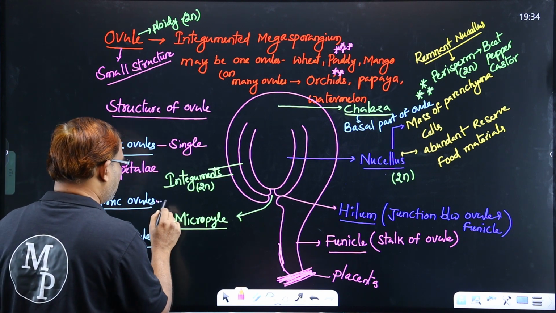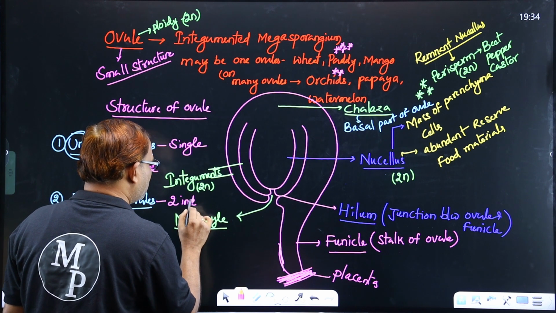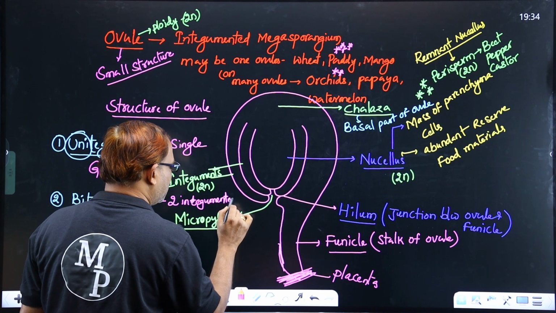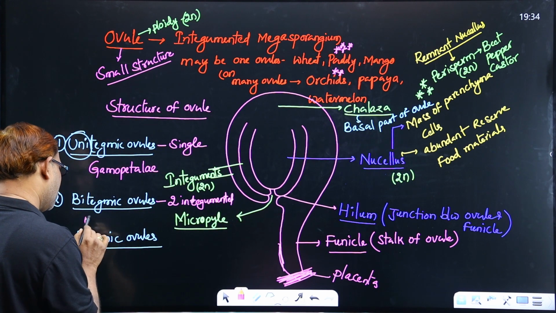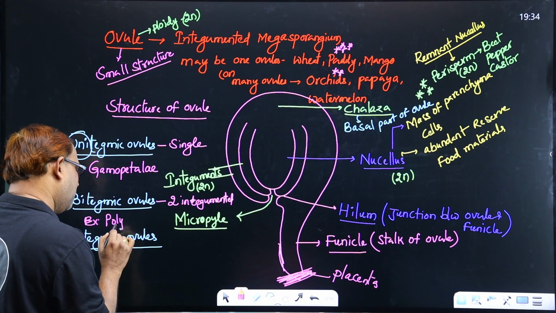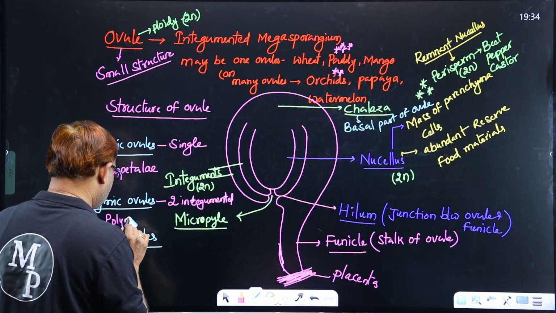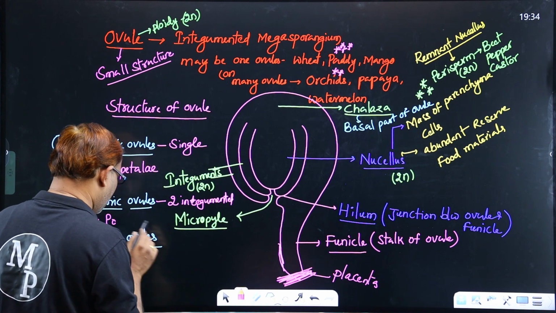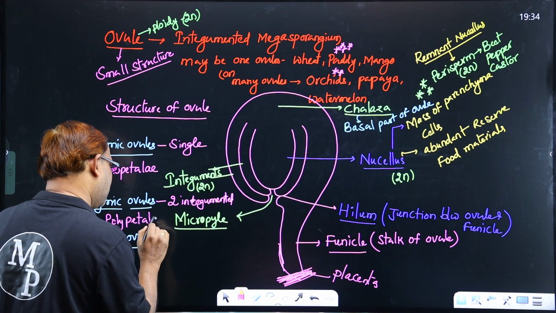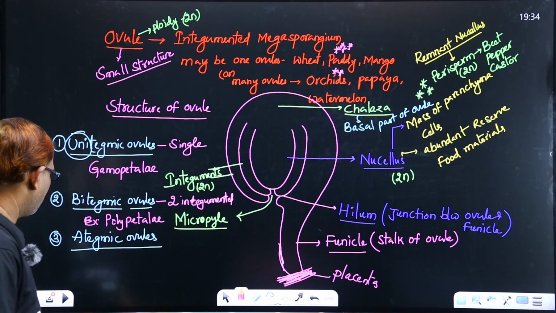Bitegmic ovules means what? How many integuments are there? Two integuments. So ovules with 2 integuments are called what? Bitegmic. An example of a bitegmic ovule is the polypetalous condition. Polypetalae means what? Here also petalae means petals, and poly means free.